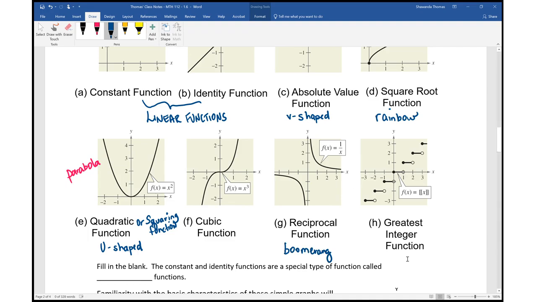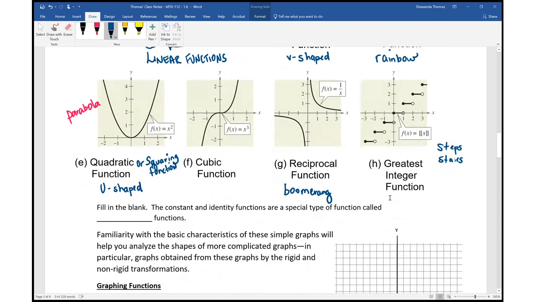And then the next function is the greatest integer function. What would you say? Let's see if you said steps or stairs. This function is used primarily for computer science. So if you're a computer science major, you actually may see this in your area.